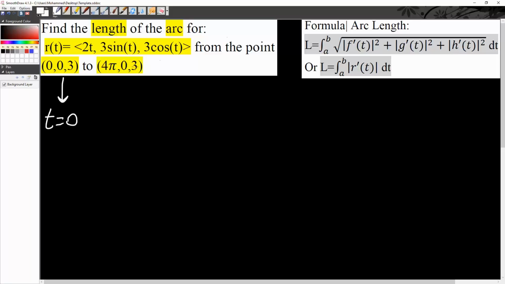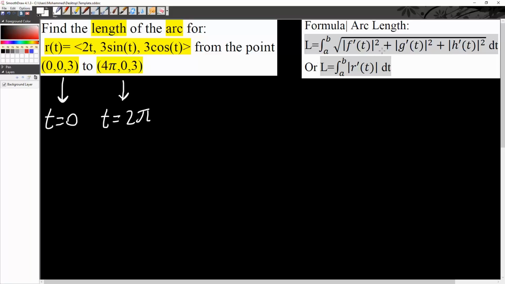Likewise, we need to know how can we get (4π, 0, 3), and an obvious choice, 4π. 2t is equal to 4π. If t is equal to 2π, we check. So 3 sine 2π is 0, 3 cosine 2π is 3. So that's correct. So we would get t is equal to 2π.